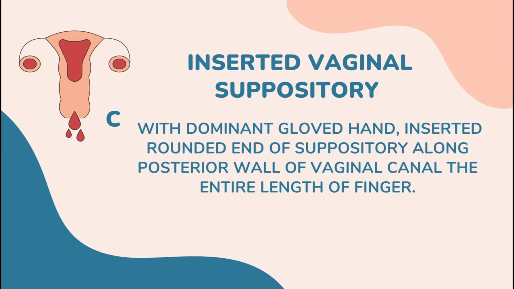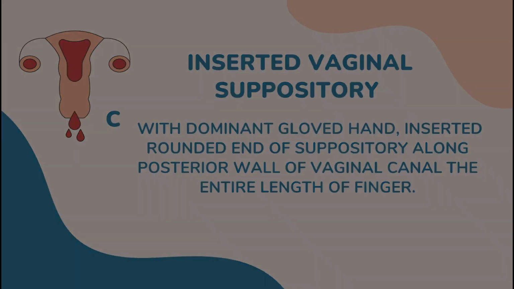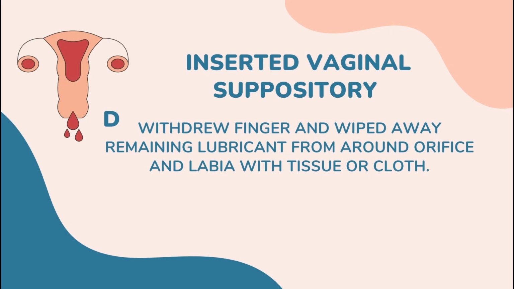Next is inserting the suppository. Using our dominant hand, insert the rounded end of the suppository into the vagina. Next, push along the back wall of the vaginal canal as far as your finger can reach. Next is the cleaning up, which is i-remove dayon ro finger ag wipe away ro mga leftover nga lubricant around the vaginal opening using a tissue or a cloth.